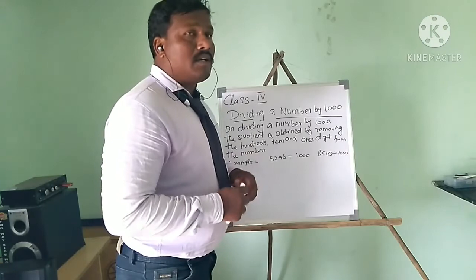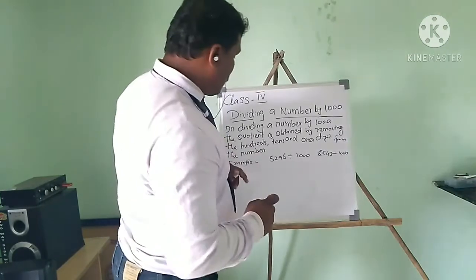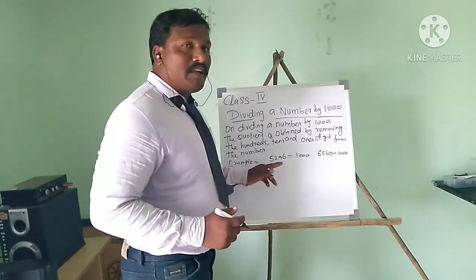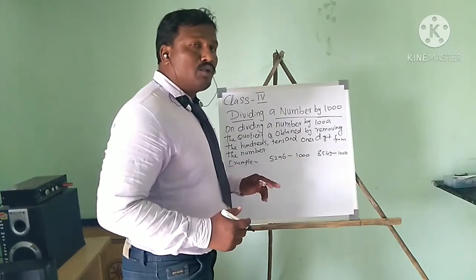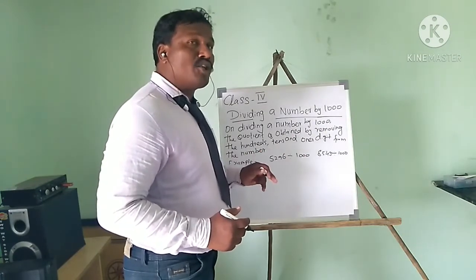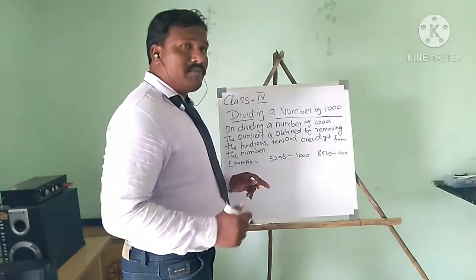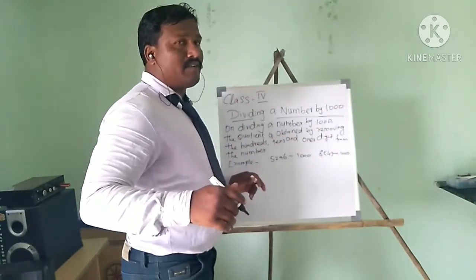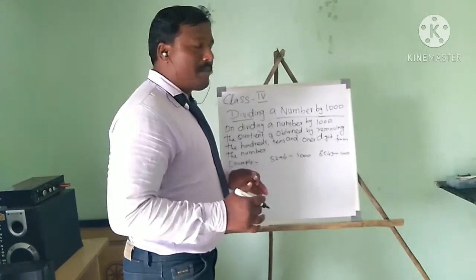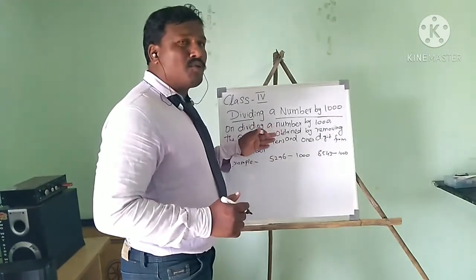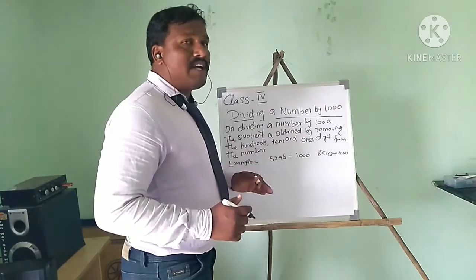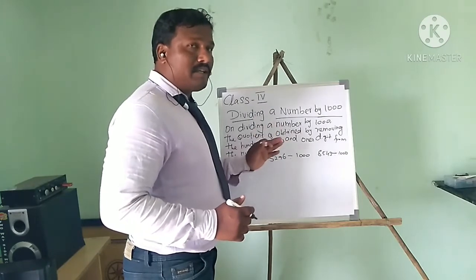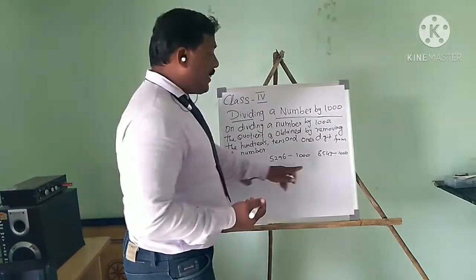Come, I will tell you using some examples. I have taken this number 5296. When you divide by 1000, how do you find the quotient and remainder easily without actual division? Actual division means you have to divide step by step. Without that, how do you find the quotient and remainder? There is a rule, and using that rule you can easily do this kind of division. So this is 1000.